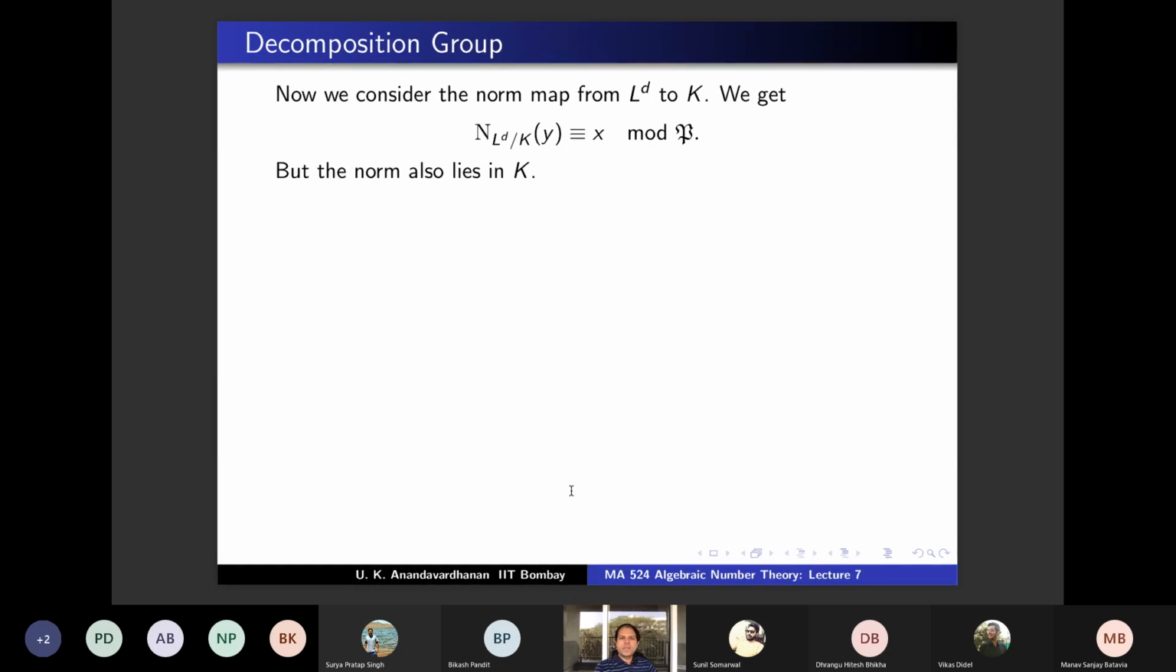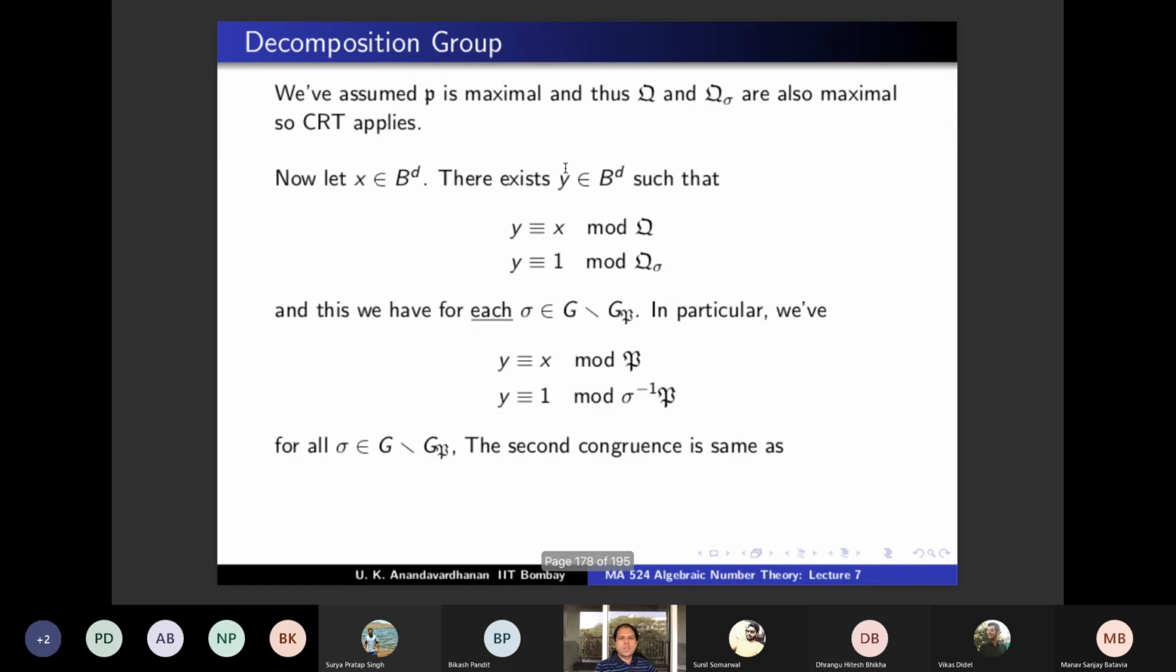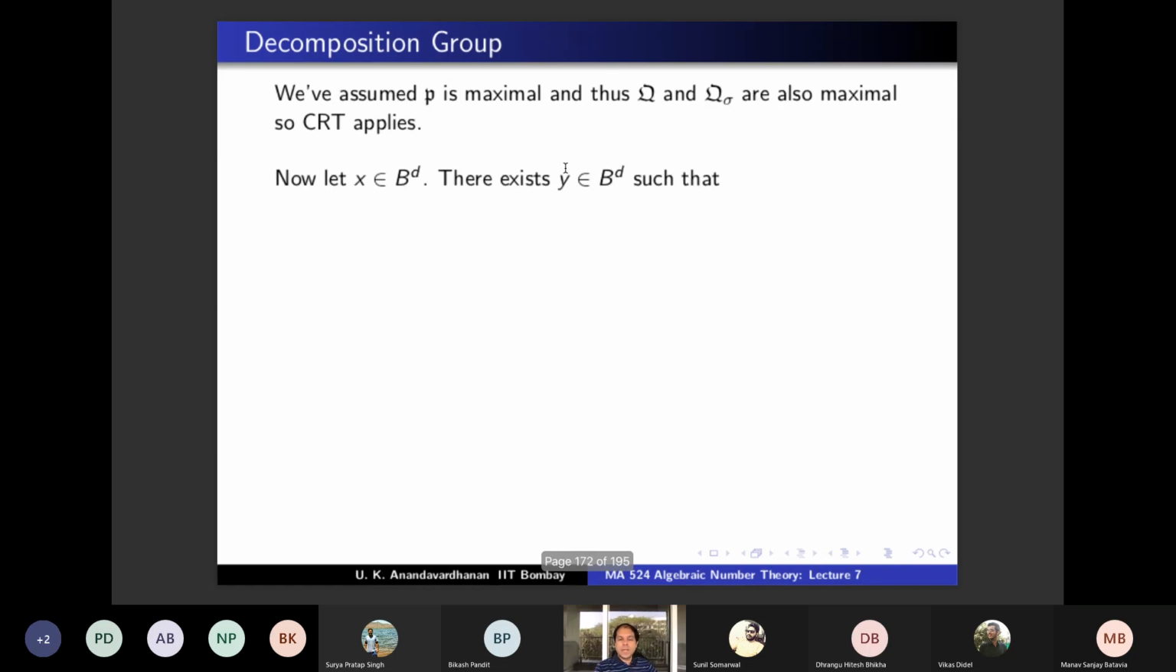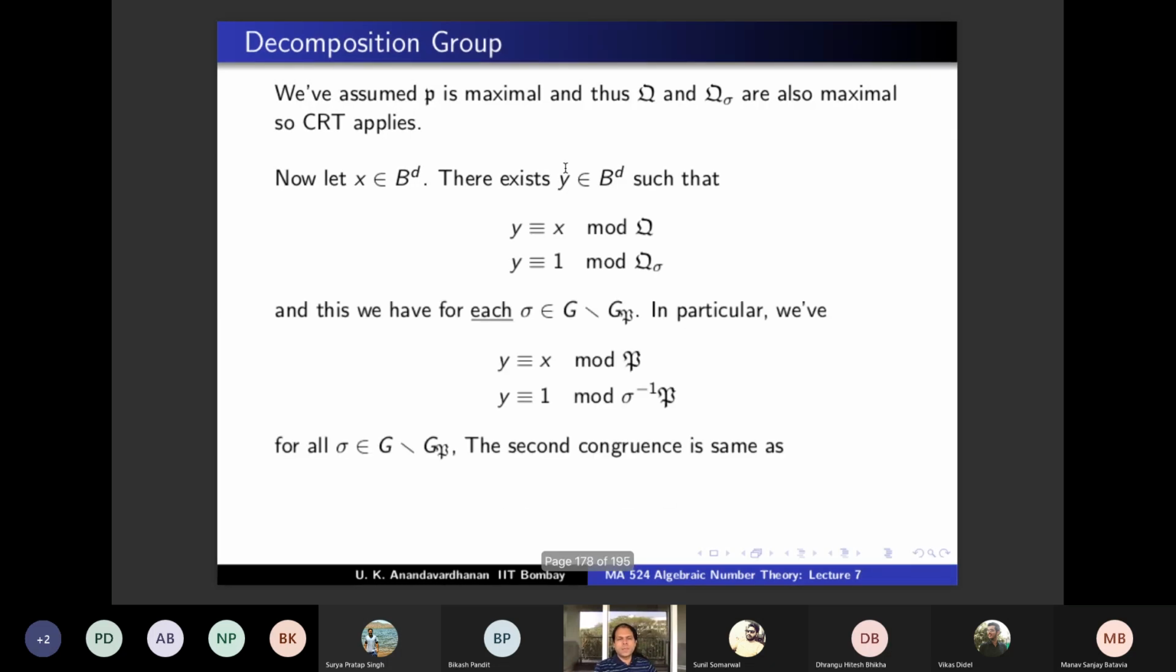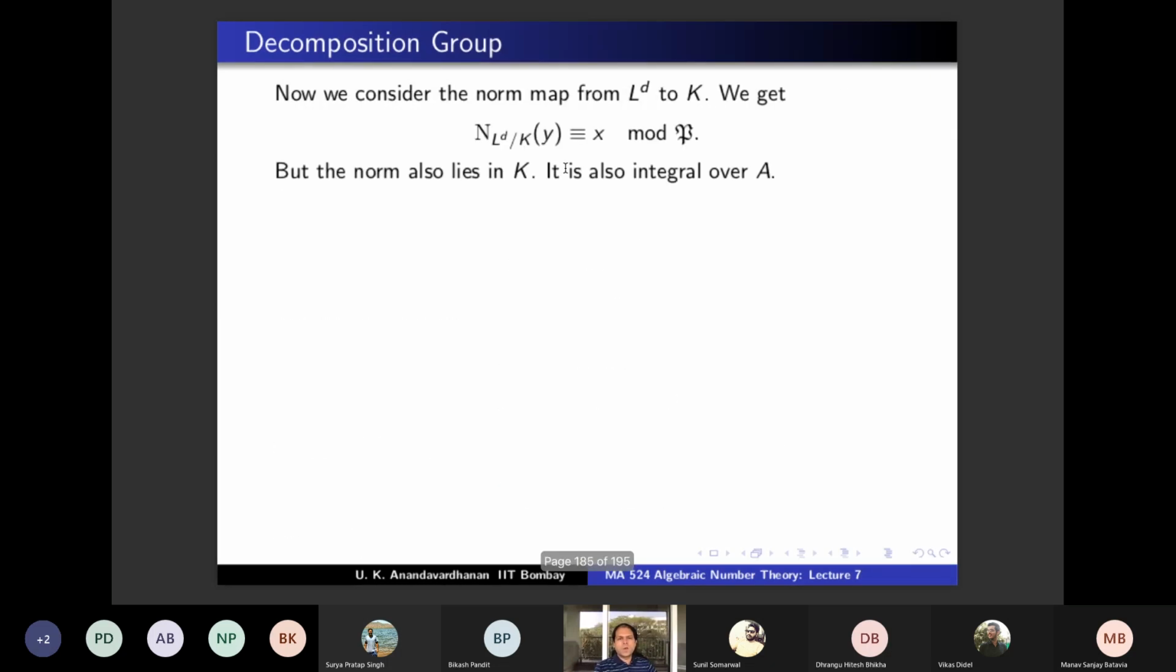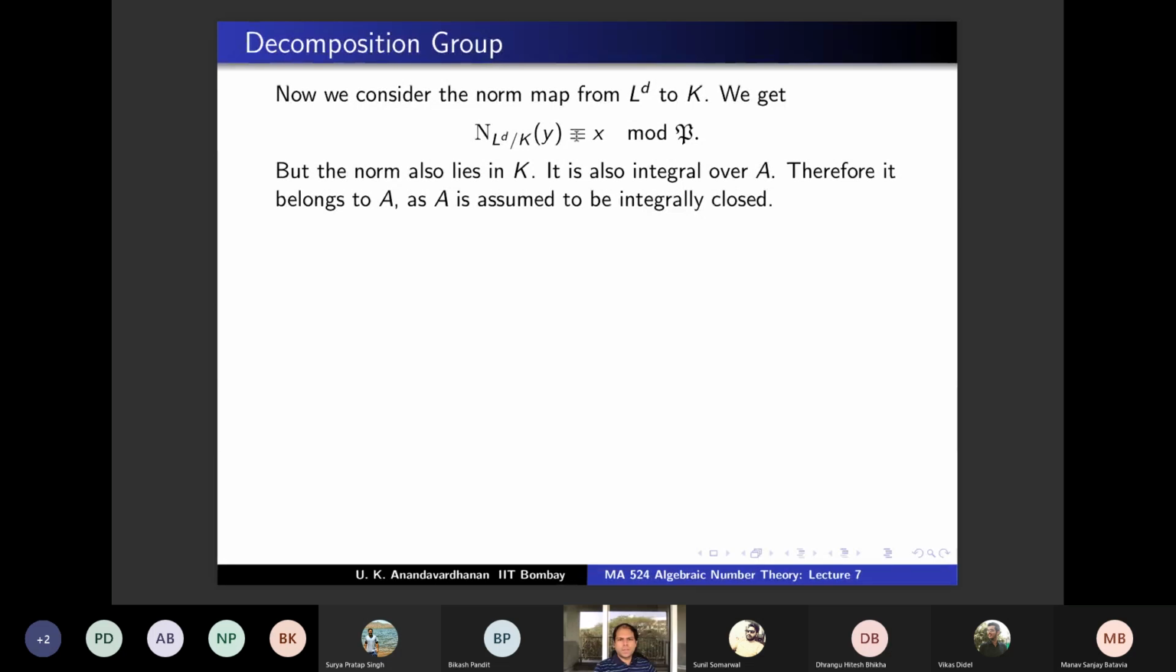But the norm also lies in k, because the norm is from LD to k. So the norm lies in k. And y is from where? y is in BD, so BD is the integral closure. So y is integral over A. And because y is integral over A, the norm is also integral over A. And therefore, what can you conclude? The norm belongs to A, because A is integrally closed. It's the same argument that we applied earlier.